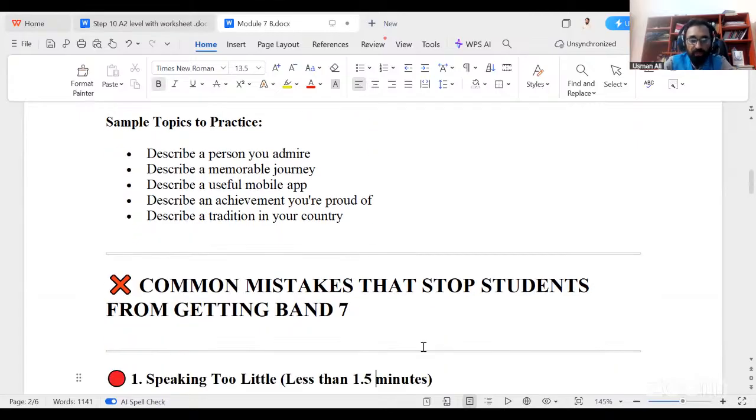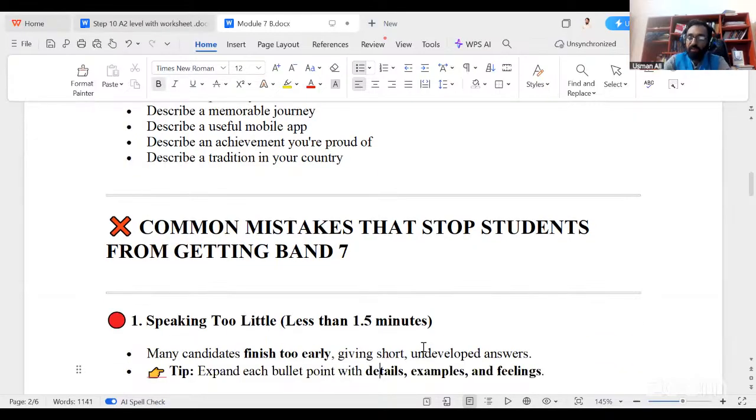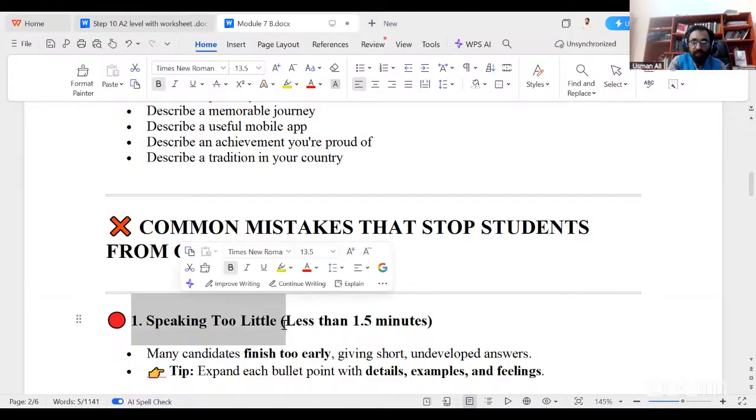Now I will tell you about common mistakes that stop students from getting band 7, especially in cue card part 2. Part 2 is the longest part of the IELTS test. So why are students not able to get their desired band scores? Number one, speaking too little. The first reason is that they speak too little, even less than 1.5 minutes. They don't speak for long.